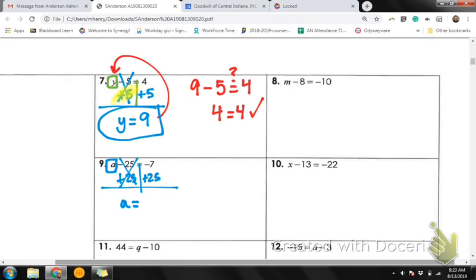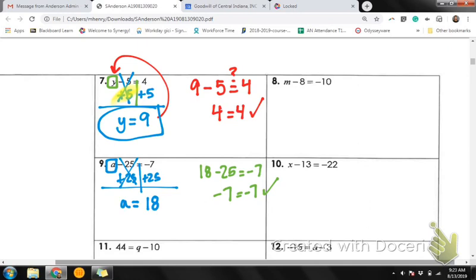Those are same signs or opposite signs? Opposite signs. And so what do we do with opposite signs? Subtract. 25 minus 7. It's 18. Is it a positive 18 or a negative 18? Positive 18. If we were to check this, I have 18 minus 25. Does that equal -7? Yes. Okay. Questions on that one?